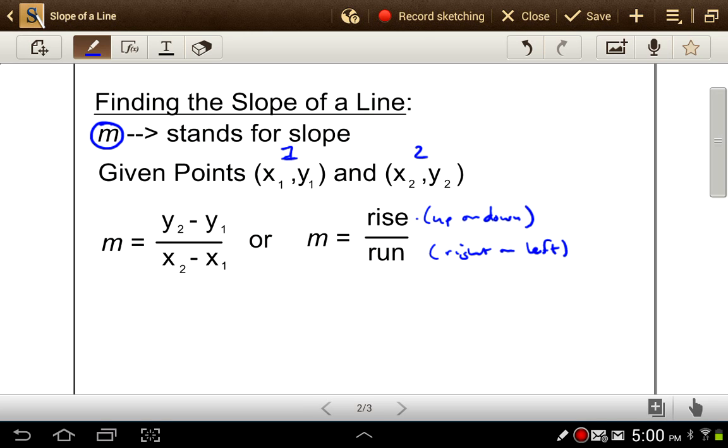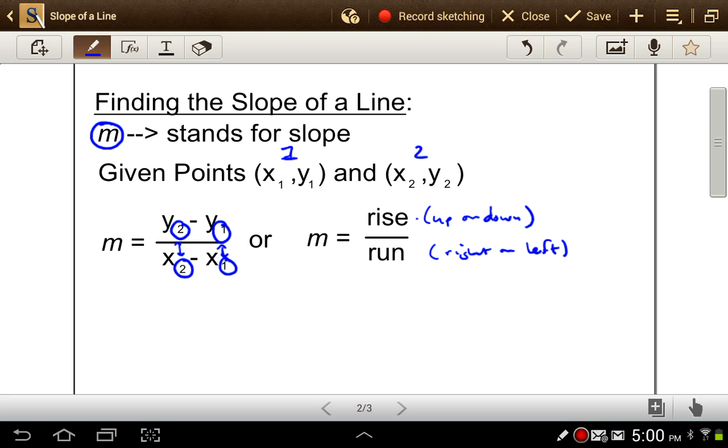Here's the key when you're subtracting your y's and you're subtracting your x's. Notice that the same number has to be first. The other number has to be second. Okay, and that's not just by accident that I wrote that. These must match when you're doing your work to find them. Okay, and so you're going to use that equation y2 minus y1 over x2 minus x1 to find your slope.